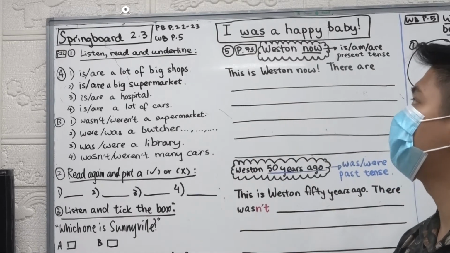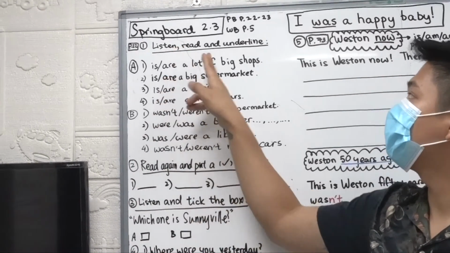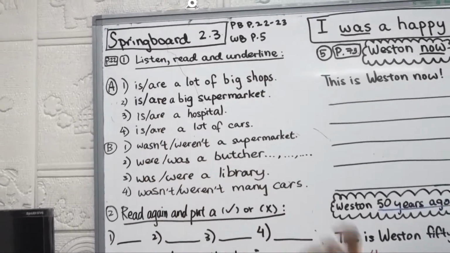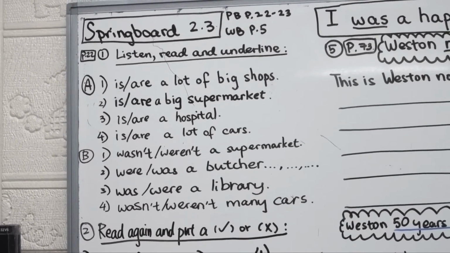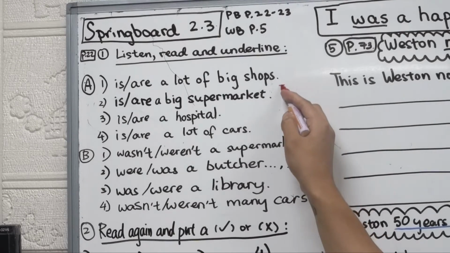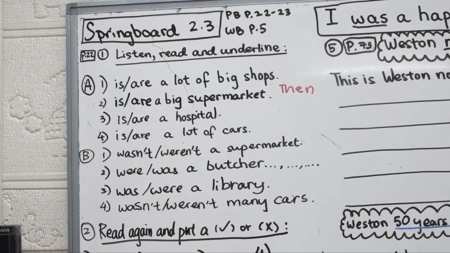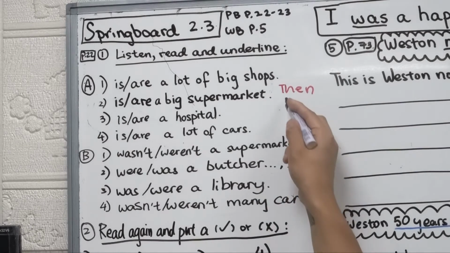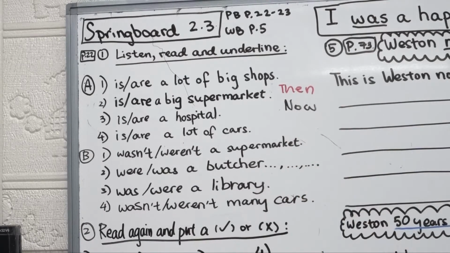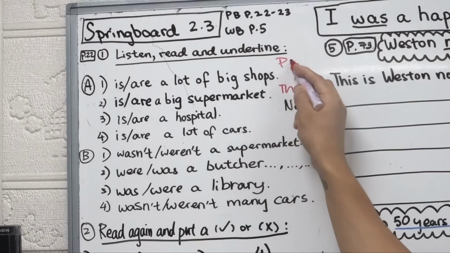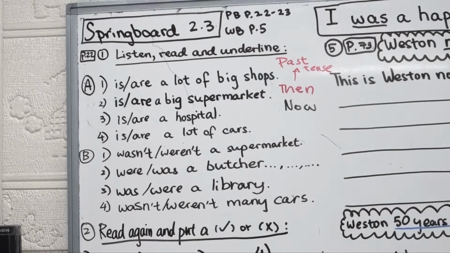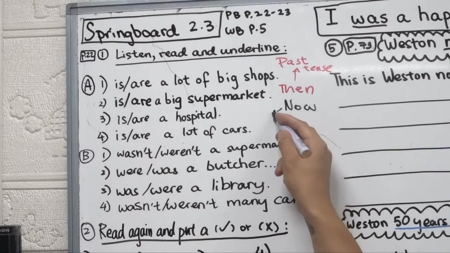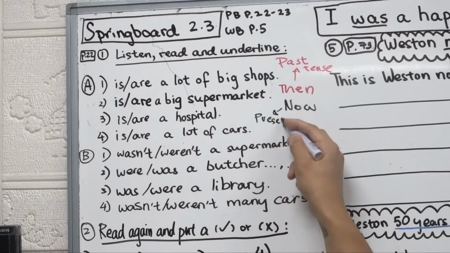Okay, so on page 22, the first exercise is listening, reading, and then we have to underline the correct answer. Now if you remember, our topic for Unit 3 is before, and we also have now. Then and now. So then we'll be using what kind of tense? We'll be using past tense, P-A-S-T T-E-N-C-E, past tense. And for now, we will use what kind of tense? Right, we will use present tense.